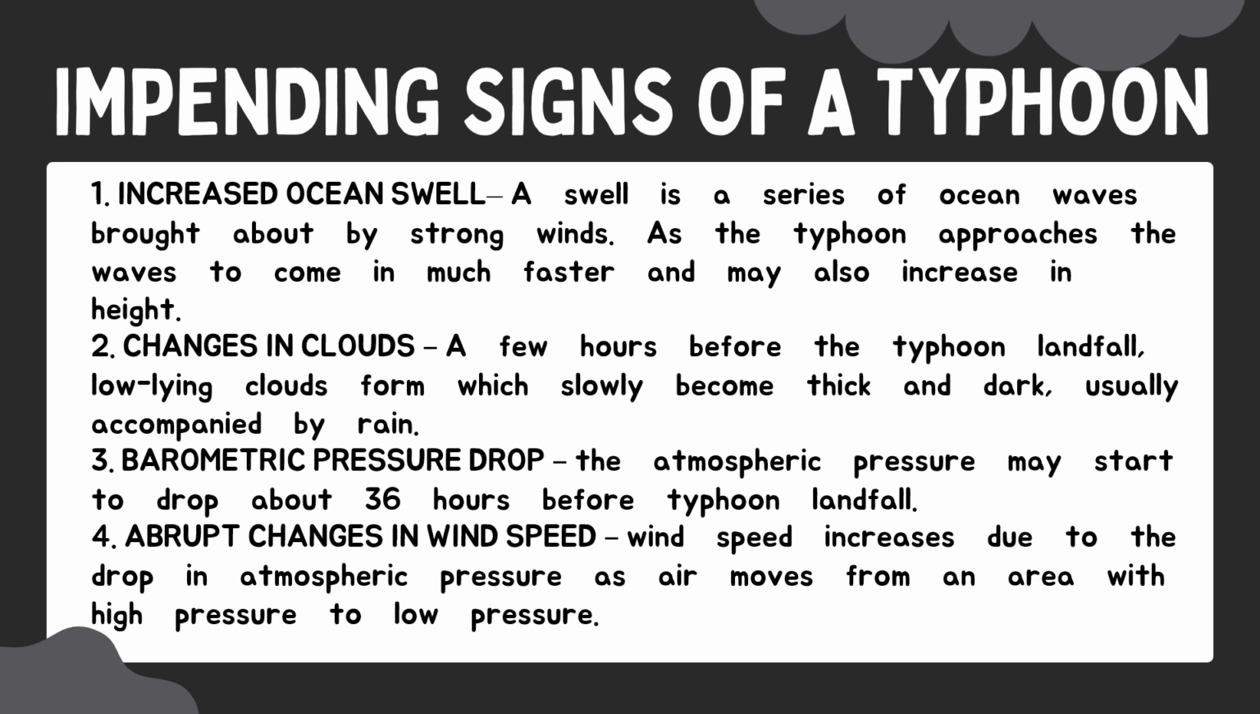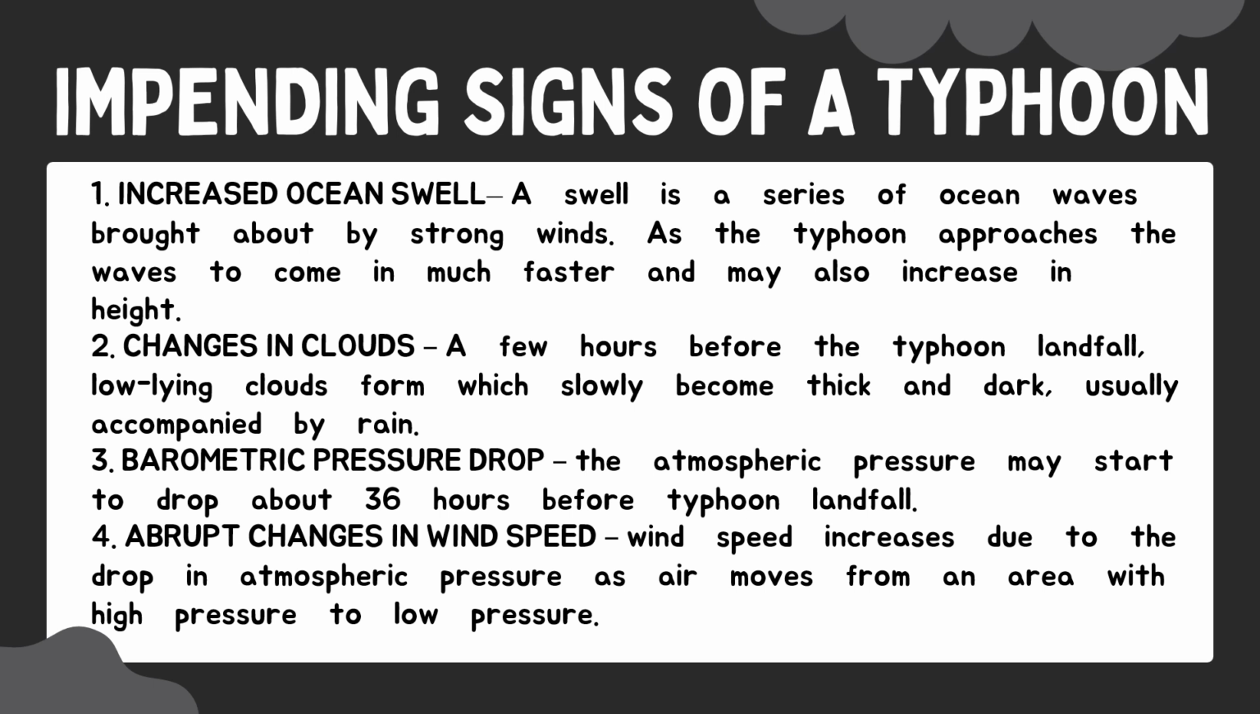So first sign is an increased ocean swell. Now, when we say swell, this refers to a series of long, rolling waves on the ocean. Now, these are not local waves that you see breaking on the beach, but rather waves that have traveled a long distance from where they were originally generated by wind. Now, when a typhoon or storm is approaching, it brings with it strong winds over the ocean surface. These winds transfer their energy to the water, causing the waves to increase in height and frequency. Now, this is known as increased ocean swell.